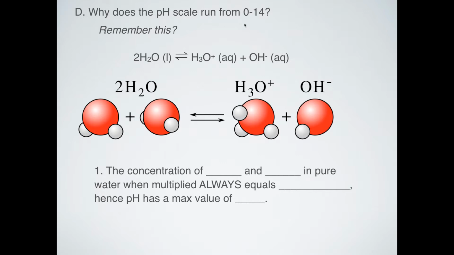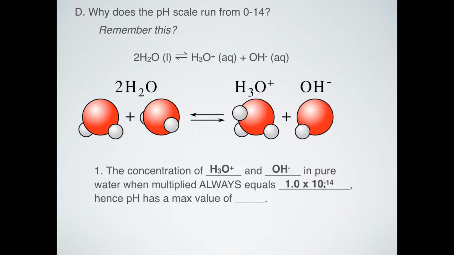Why does the pH scale run from 0 to 14? So remember this equation, the self-ionization of water. It's what the Arrhenius definition was kind of based on for acids and bases. So in case you forgot, water will react with itself and form a hydronium ion and a hydroxide ion. What you need to know is that the concentration of H3O+, that's hydronium, and OH-, that's hydroxide, in pure water is always equal to 1.0 times 10 to the negative 14.